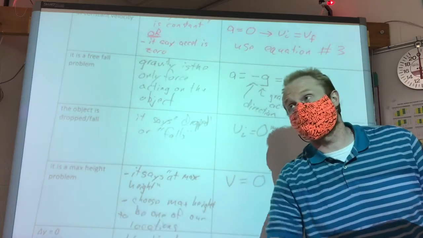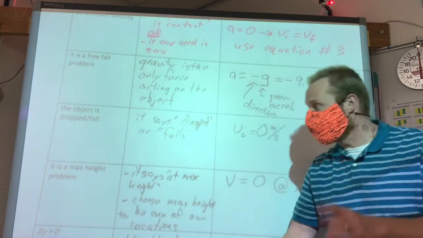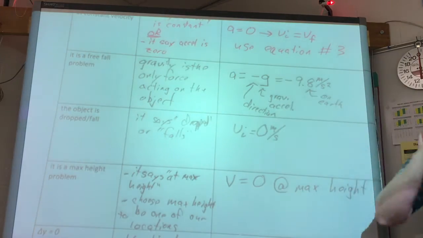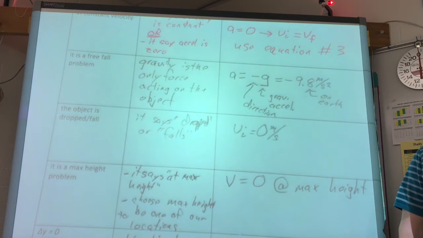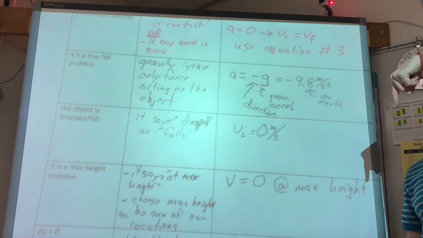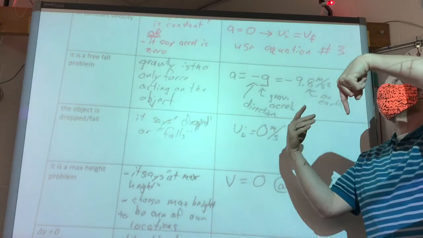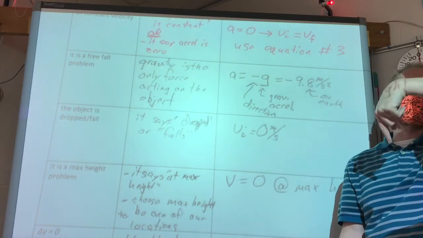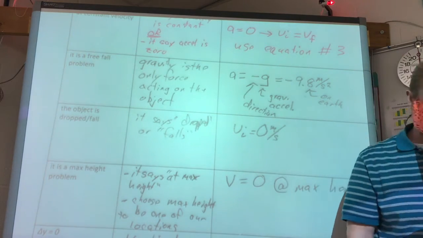What force is acting on this ball on the way back down? Only gravity, so therefore the acceleration is negative g, negative 9.81 meters per second squared. Right? We're all okay with that. On the way up, gravity is pulling on us, causes it to accelerate downwards at negative g. On the way down, the only force acting on it is gravity. Therefore, the acceleration is down at negative 9.8 meters per second squared.